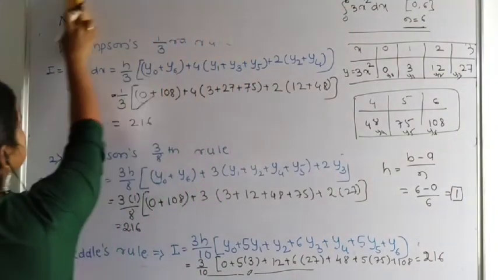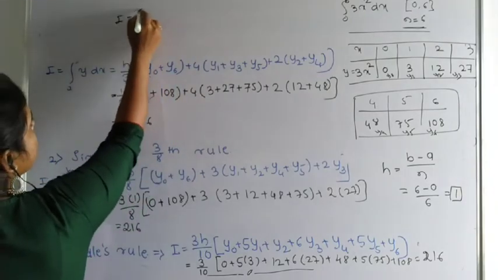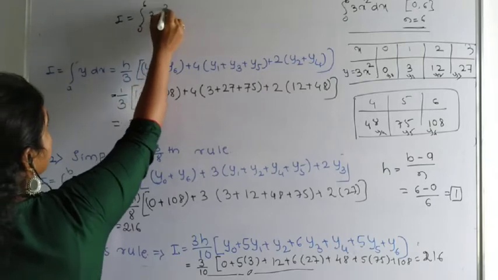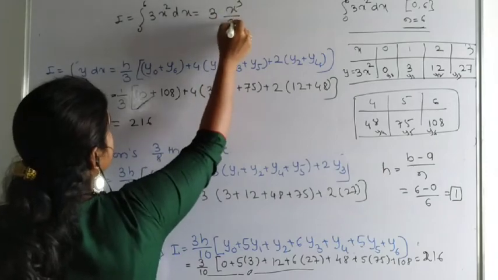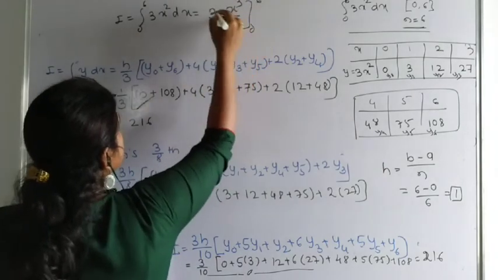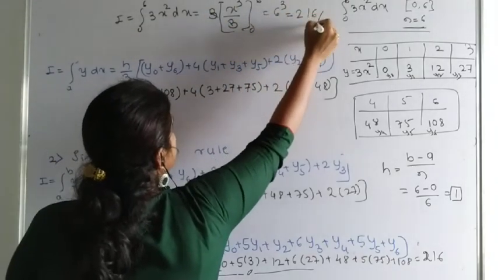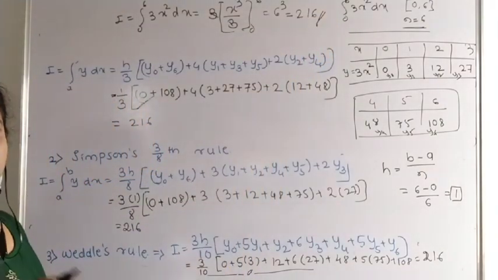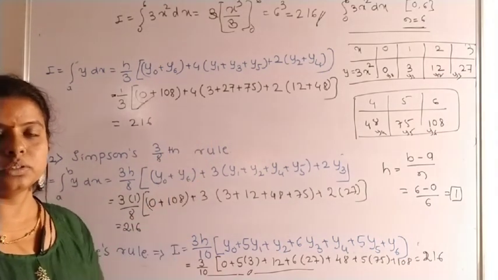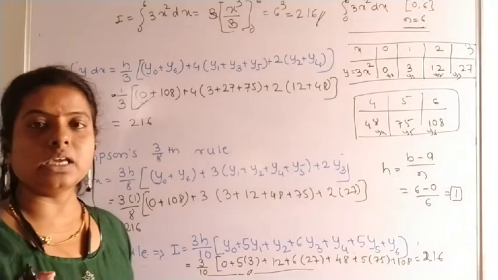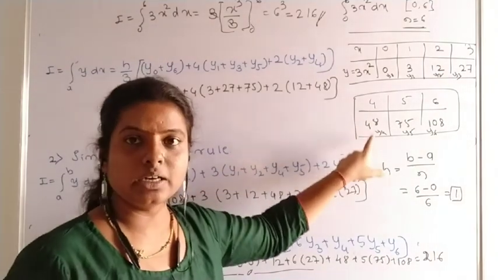If you apply this analytically, I is equal to the integral from 0 to 6 of 3x squared dx. If you integrate this, x cubed divided by 3 from 0 to 6, the 3 gets cancelled, and 6 cubed is nothing but 216. You will get the same value applying analytically and numerically. You have to remember these rules. If you are satisfied with them, then you can easily create the table for this.